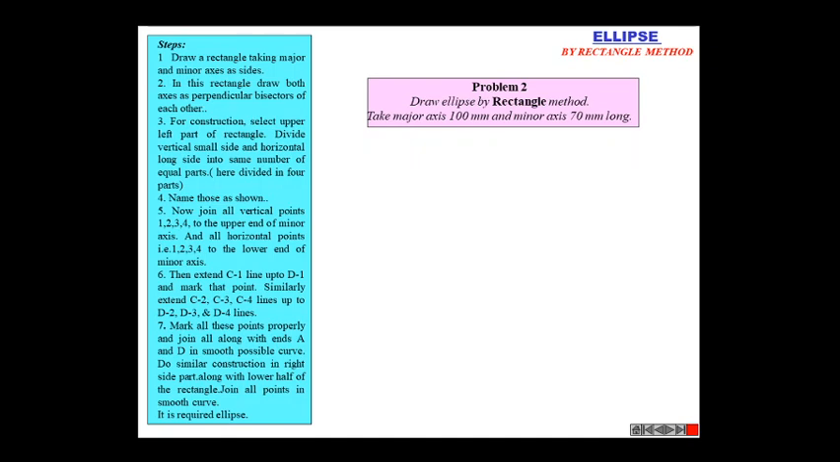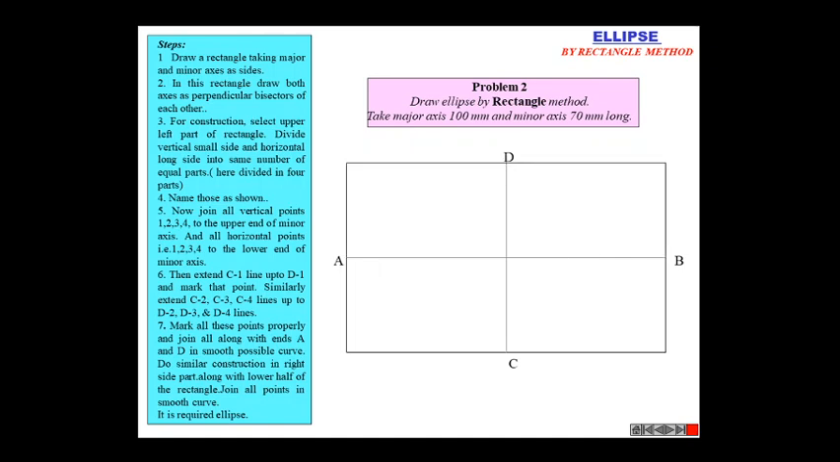Now we are going to do the same problem using the rectangular method. In this method, we have the same problem, and these are the few steps. First, draw a rectangle taking the major and minor axes as sides, AB and CD, likewise, forming a rectangle with all the sides. Then for construction, select the upper left part of the rectangle and divide the vertical short side and the horizontal long side into the same number of equal parts.